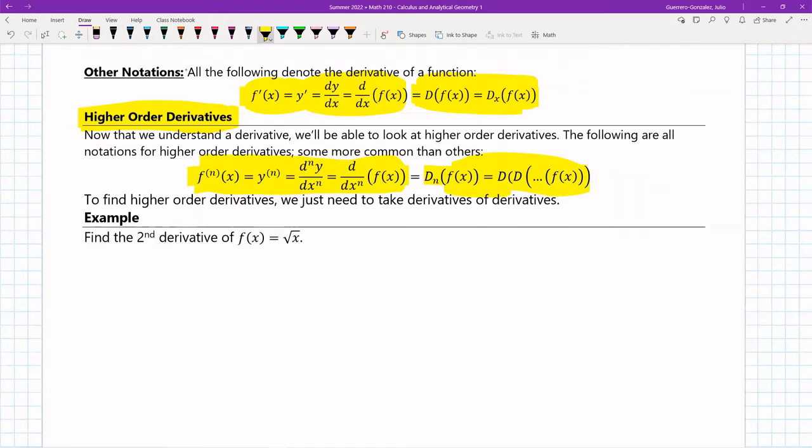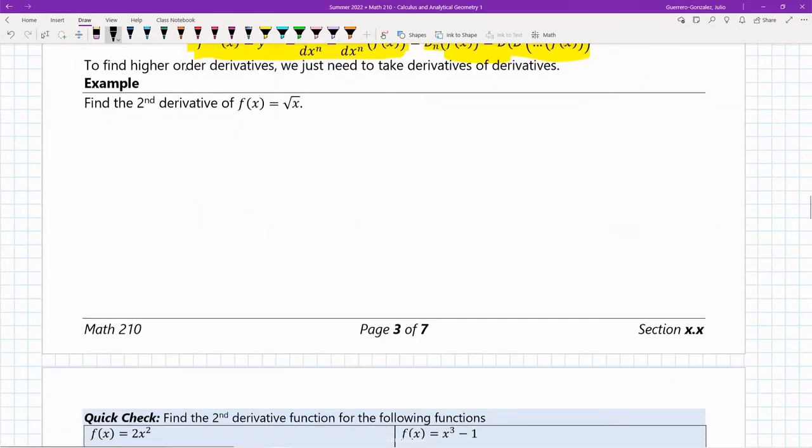So how do you find the second derivative or the third derivative? That means you need to take that many derivatives. So let's go ahead and do this next example. Find the second derivative of f of x equals the square root of x. We already know from our very first example, or example 2, sorry, that f prime of x is equal to 1 over 2 times the square root of x. This is the first derivative. We just need to take the derivative of that.